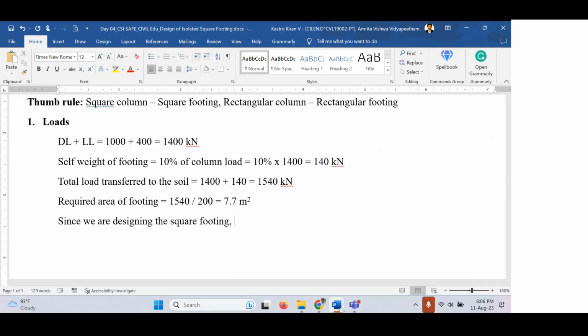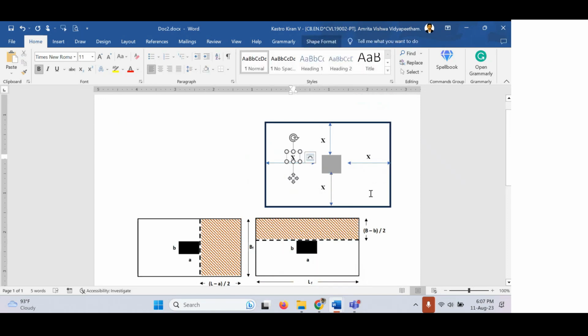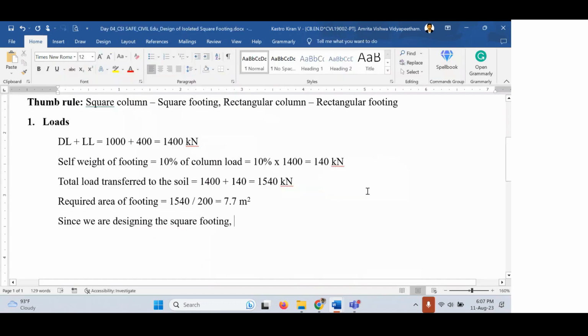If you remember, in the previous sessions, we have talked about this projection, that is the x value. This projection from all the faces of the column. Now, since it's a square column, we don't need to bother about the projection here because on all the sides the distance will remain the same. So here we can directly calculate the length and width of the footing. So how do we calculate the length and width of the footing?